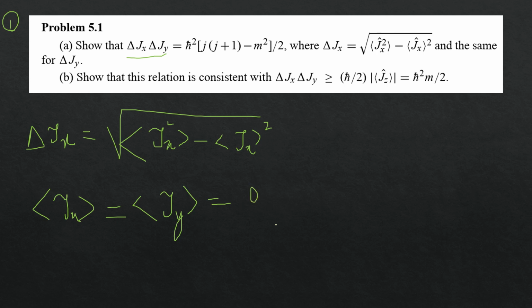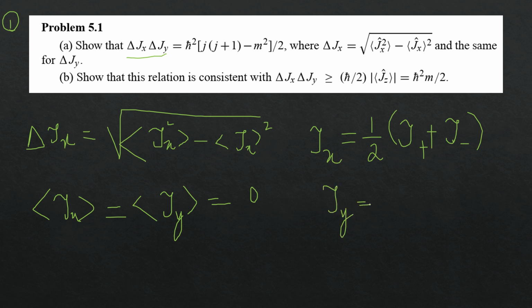How do you calculate it? We know Jx is equal to 1/2 (J+ + J−). And Jy is equal to 1/(2i) (J+ − J−). So these two are your Jx and Jy in terms of the ladder operators.